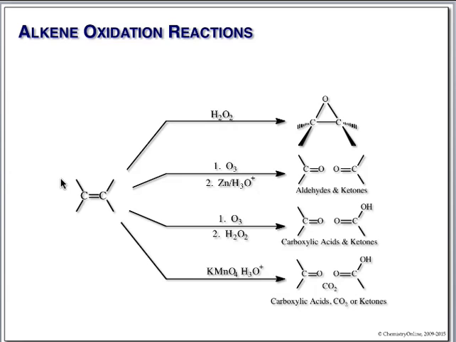Finally, the last set of reactions we'll do, in the presence of a simple peroxide, we'll see we can convert an alkene to an epoxide. With ozone, we can split an alkene to make aldehydes and ketones. And finally, with acidic permanganate, we can also split it, make acids, CO2, and ketones. Now, there's a lot of reactions here. We're going to deal with these mechanistically. I think if you look at them mechanistically, you can group them easily in your mind, and they're not so overwhelming.